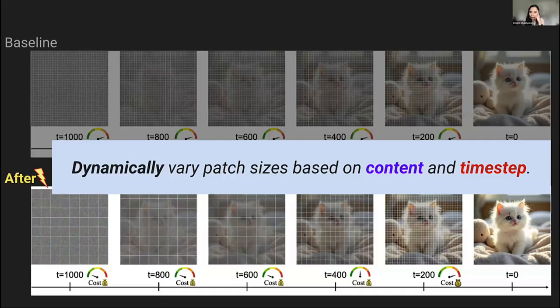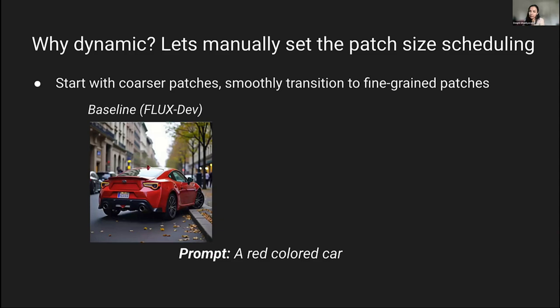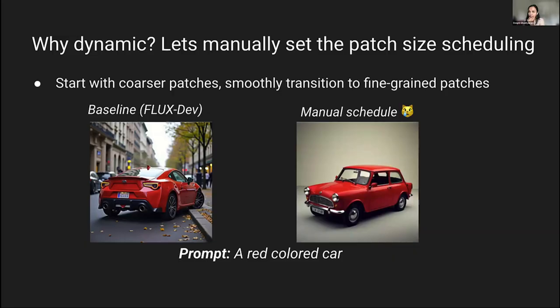But why dynamic? Let's go back here and do exactly this, right? Let's say the first one third is very coarse, and the second one third is moderately coarse. We tried doing that, hoping to see that maybe that is enough. We don't need anything algorithmic. So this was a prompt, a red colored car, and this is the baseline using Flux Dev. And this is what we got when we did this manual scheduling. This is not a cherry-picked example. This is something that we've seen consistently.